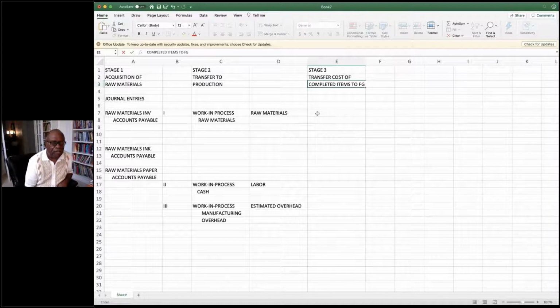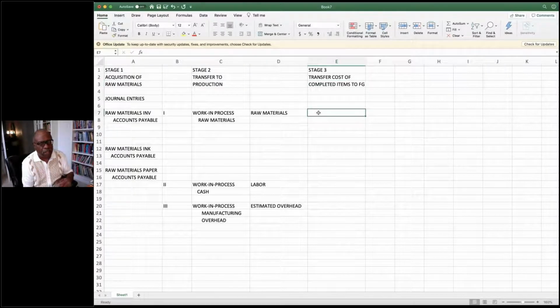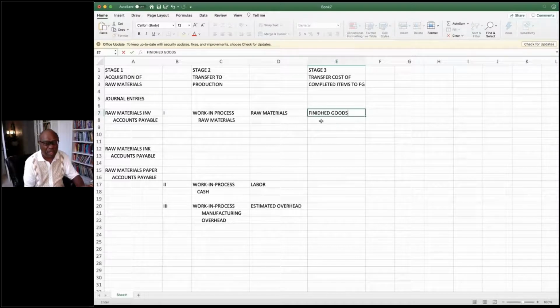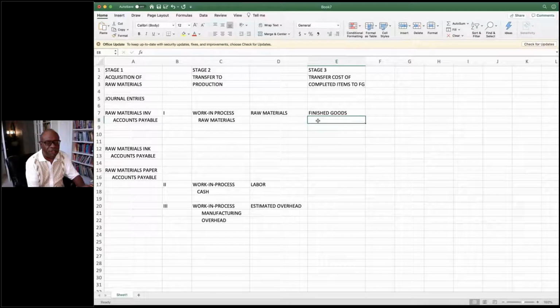For each item we make, and if we just make one, then the journal entry is simply going to be a debit to finished goods. And what are we going to credit? Raw materials? No. We're going to transfer work in process.